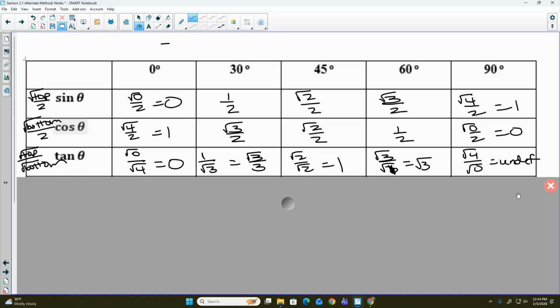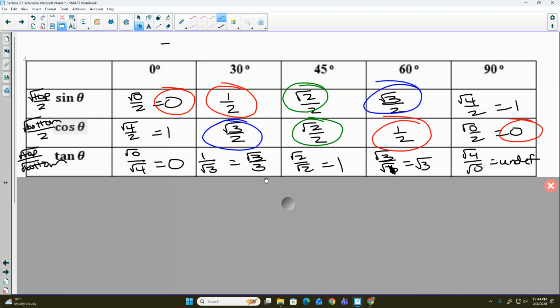Notice a quick check. We've talked about cofunctions. The sine of 0 and the cosine of 90 are the same. Sine of 30, cosine of 60. Sine of 45, cosine of 45. Sine of 60, cosine of 30. Sine of 90, cosine of 0. So sine and cosine should just be in reverse. Does that make sense?